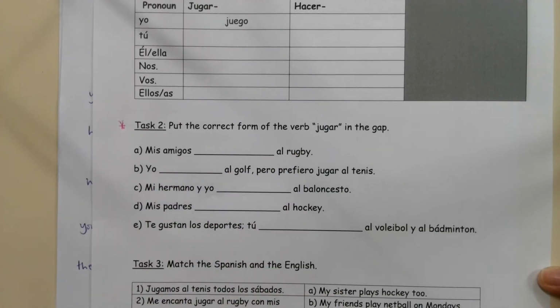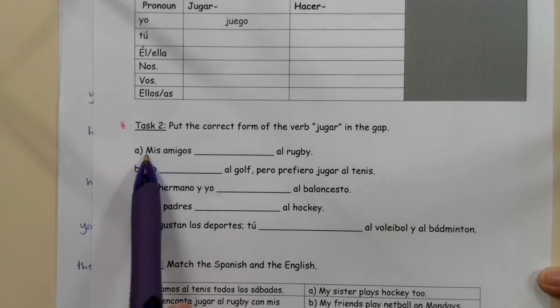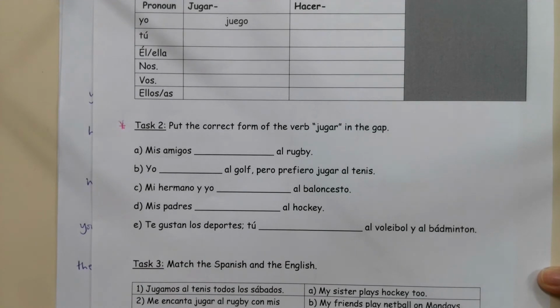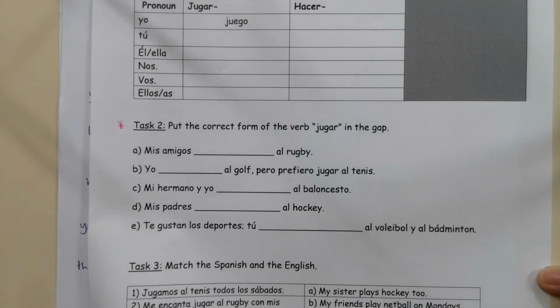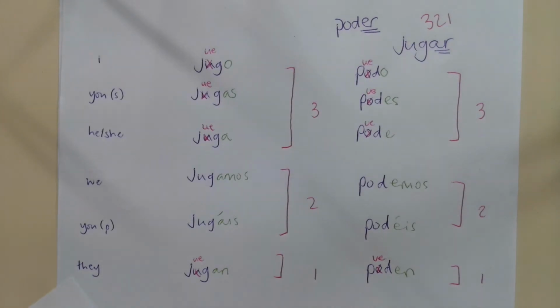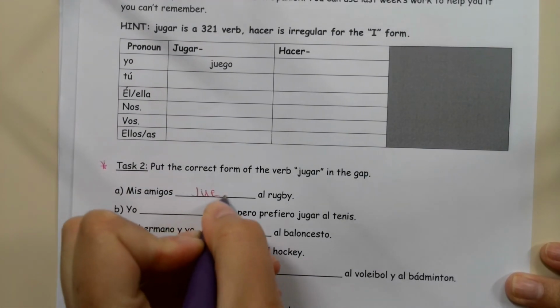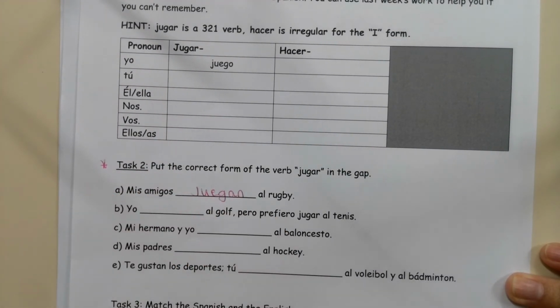So in the first case, somebody is going to be playing rugby. We need to work out which form we need. We're looking at mis amigos. Mis amigos we know means my friends. If we're talking about my friends, we're talking about they. Okay, so we check back to our grid. They play, juegan. That's our last one, so we have got the spelling change for that. And then we've got my friends play rugby.